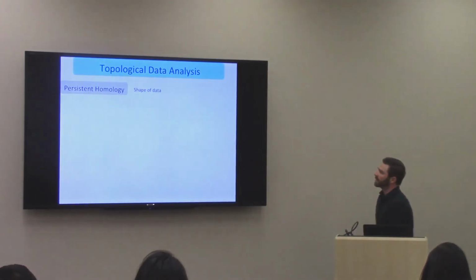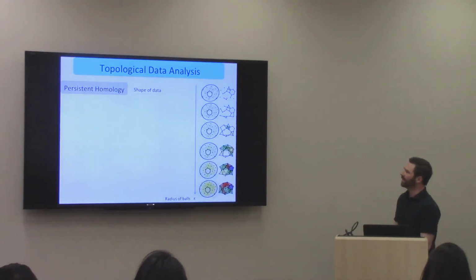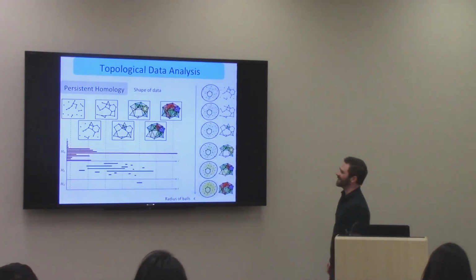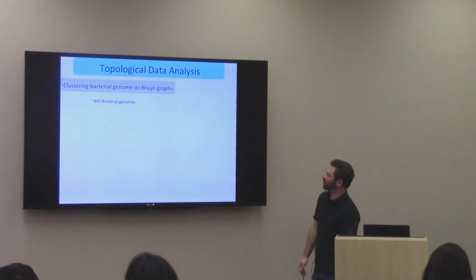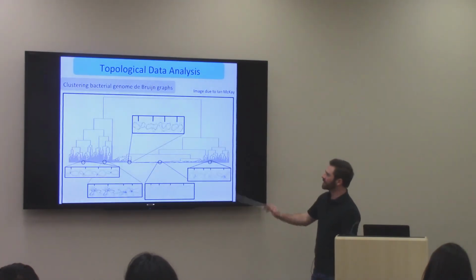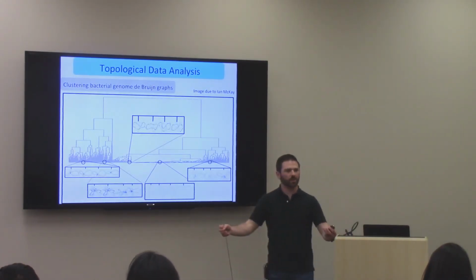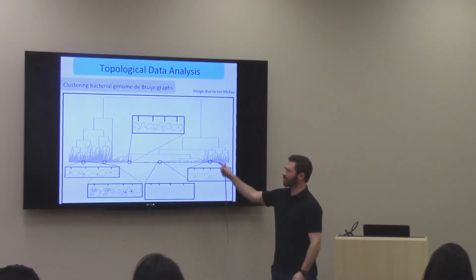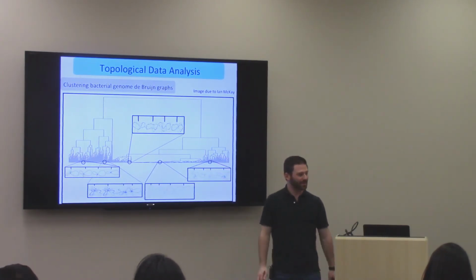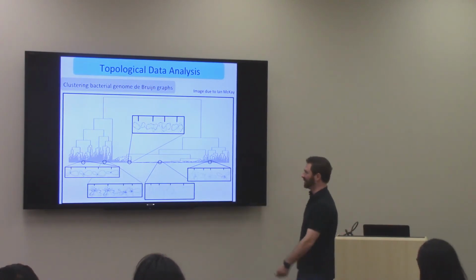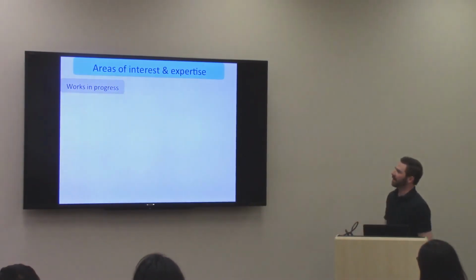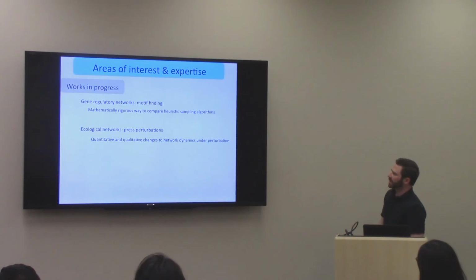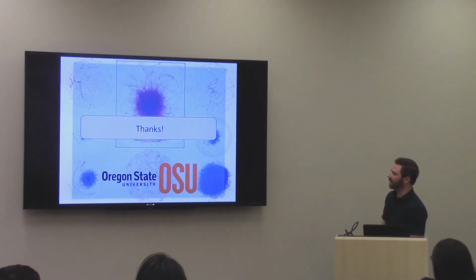I don't have time to tell you about persistent homology, which is really cool topological data analysis stuff, which lets you get super pretty pictures that look like this, which allows you to cluster de Bruijn graphs for different bacterial organisms, which actually corresponds roughly with the taxonomy, which is cool stuff. So if you want to ask me about that later, feel free. Works in progress: ecological networks, regulatory networks, yada, yada.